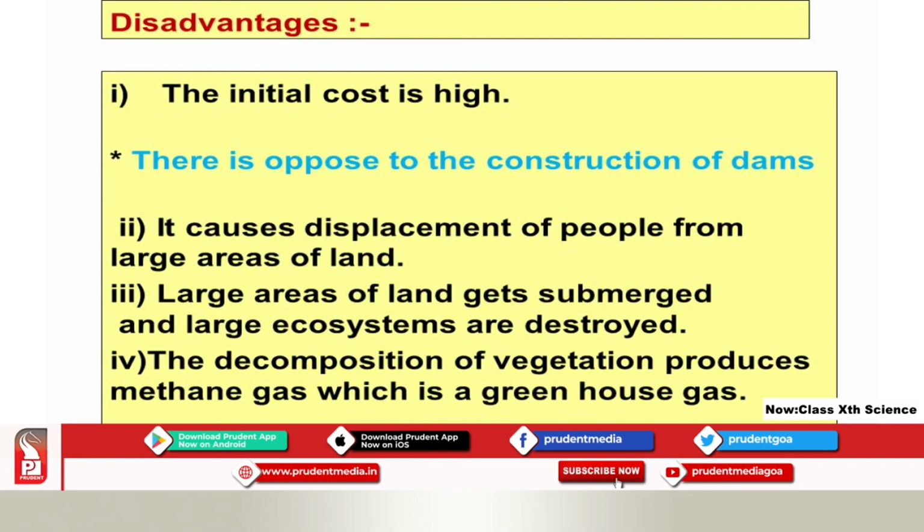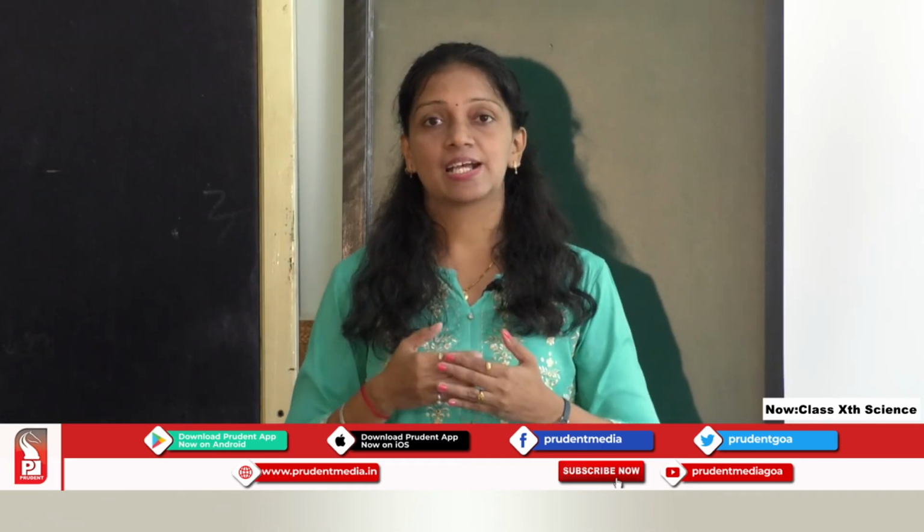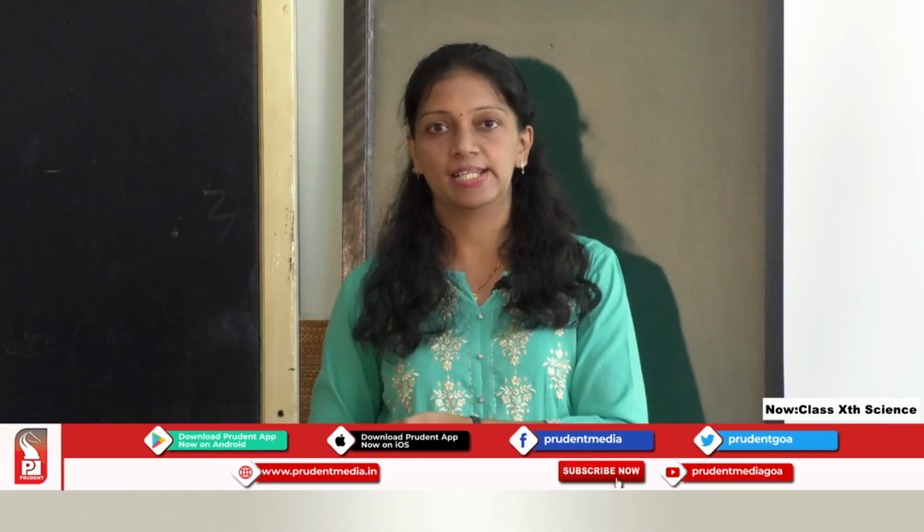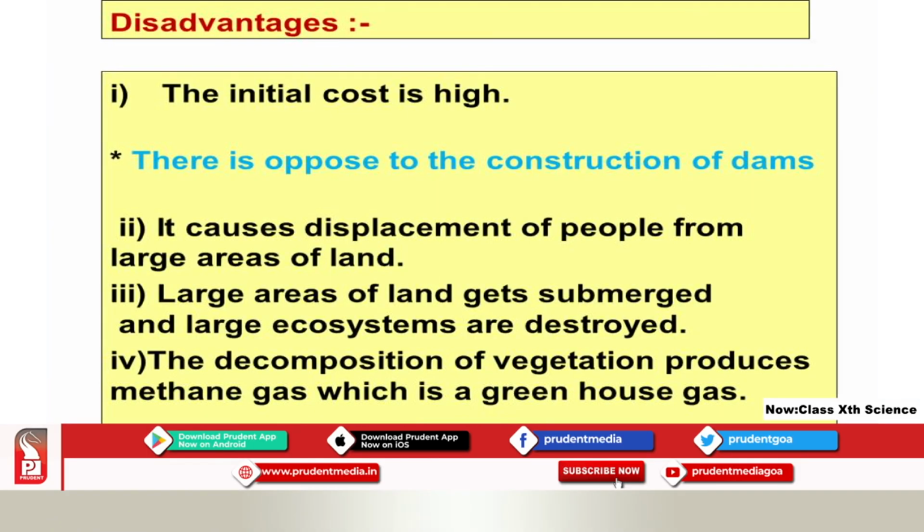Then the decomposition of vegetation produces methane gas, which is a greenhouse gas. We know whenever this vegetation comes underwater after construction of dam, whatever vegetation is there underwater, there will be decomposition of this vegetation, which gives rise to methane gas. Methane gas is a greenhouse gas which will start radiating the heat, and it will cause harm to the nature. So, these are some of the disadvantages of having hydropower plant or maybe of construction of dams.